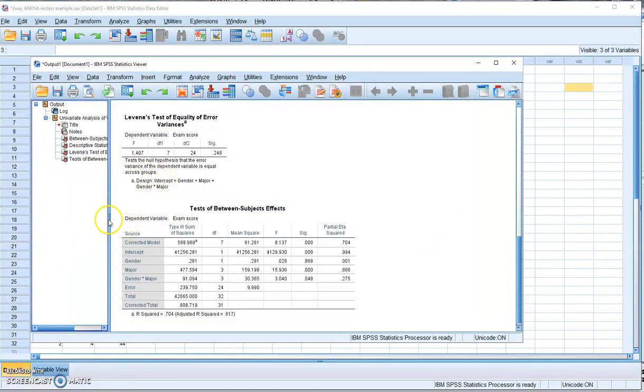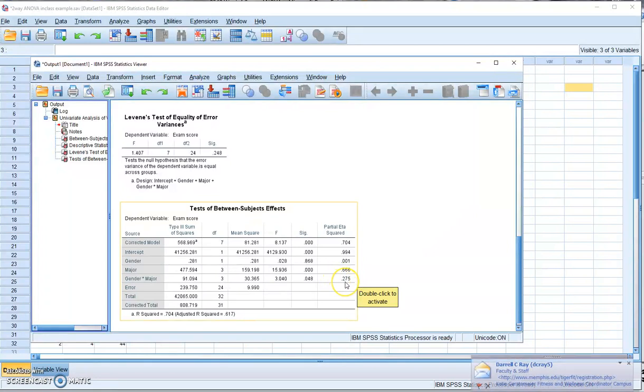Before we move on and learn how to do the post-hoc test for major and how to do the test of simple effect for their interaction, I want you also pay attention to this column, the partial eta squared. This is the way to estimate effect size offered by SPSS. You can see that gender explains almost nothing of the variance in the dependent variable. In contrast, major explained about 67% of the total variation in the scores. Also, the interaction between gender and major explained about 28%, 27.5% of the variance in the dependent variable.